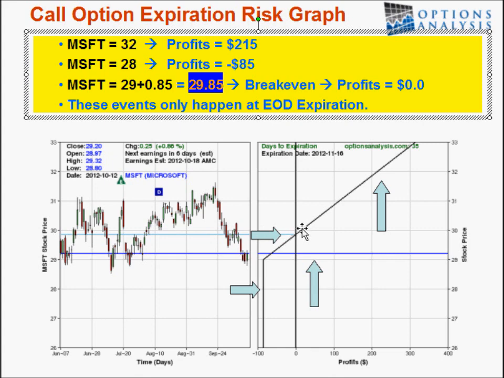Once the stock goes above that, we can use the formulas we've shown in the prior presentation to compute these other numbers. And once we have them all, we can connect them with this line. And we get what's called the call option expiration risk graph line. This will show you how much money you will make as the stock moves up and down when you reach expiration.